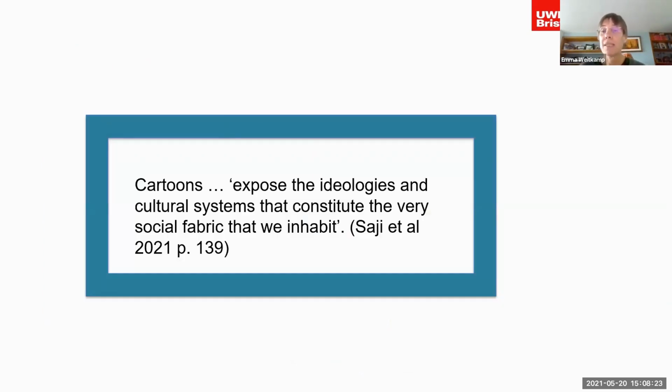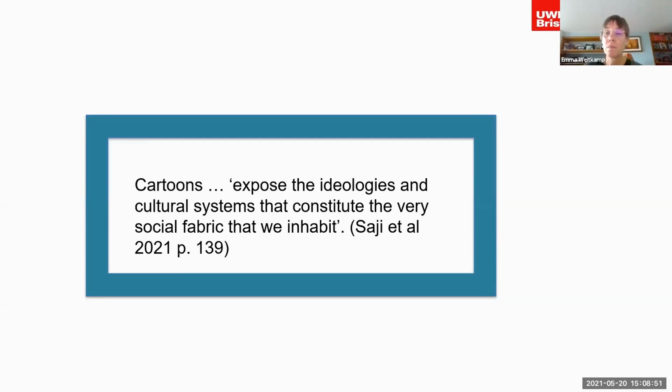As this quote suggests, political cartoons perform a particular function in terms of exposing ideologies and cultural systems through their look at current events. And some people have argued that cartoons really help people make sense of the world at a specific time. And this is one of the reasons we thought it would be interesting to look at the way in which the pandemic is represented in cartoons across our countries.